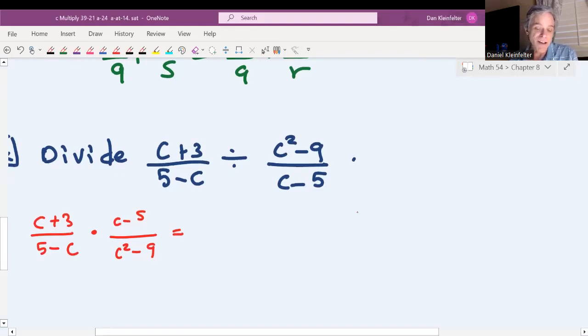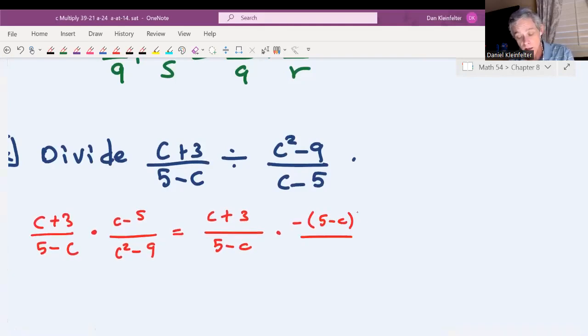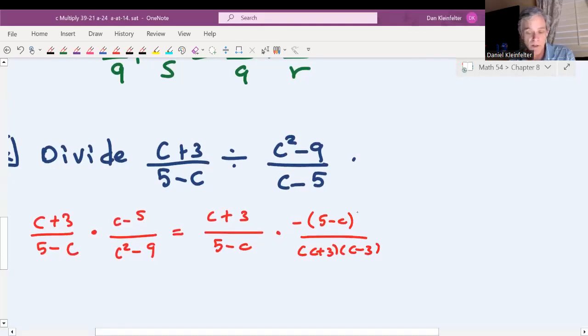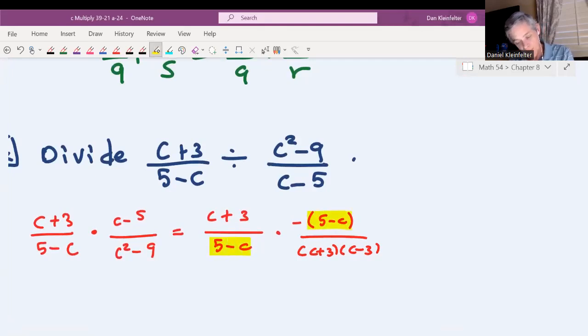Here, c minus 5 and 5 minus c are opposites. I'm going to factor a -1 out of that c minus 5. We'll see that happen. And also the c squared minus 9 is going to get factored as a difference of squares. Okay, so there's that. So now we can see that that 5 minus c divides out. And also the c plus 3 divides out. Okay, up top we'll have -1. Down below, c minus 3.